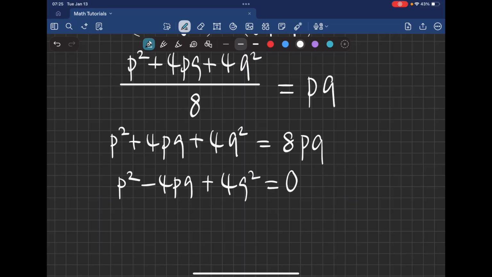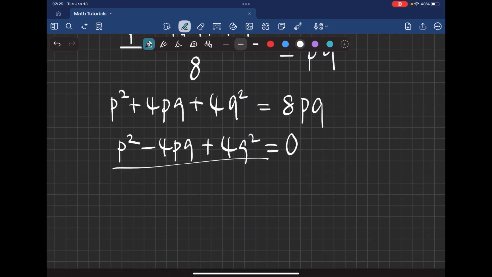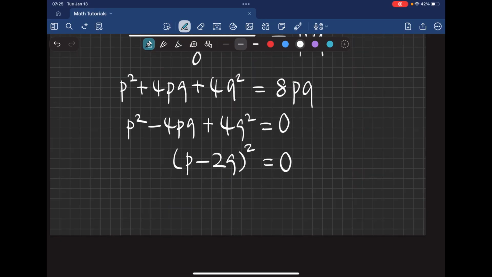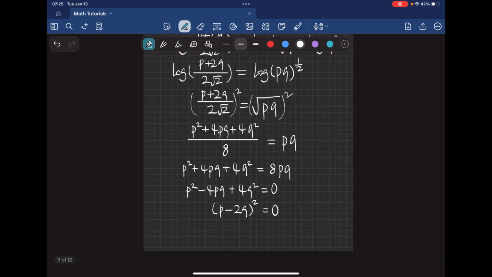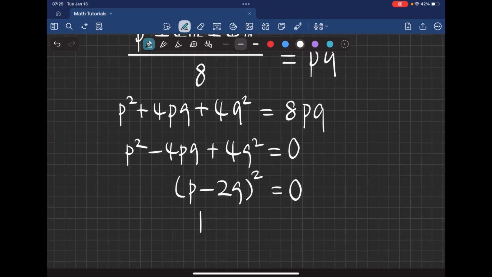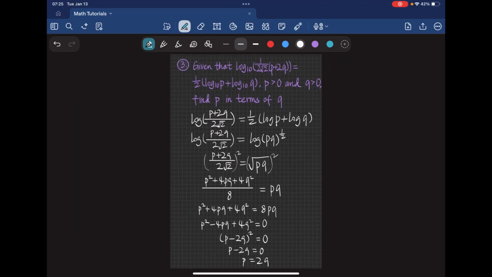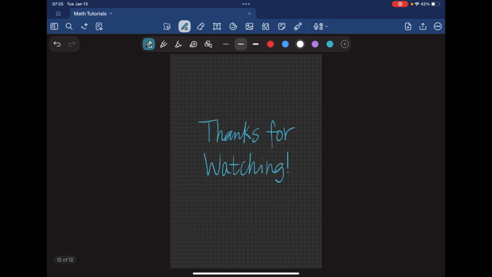that equals 0. And this is a quadratic form, so we can definitely write it in a factored form, and it will yield to this. And it asks us to write p in terms of q, so p minus 2q equals 0. So p equals 2q, and that's it. And thanks for watching.